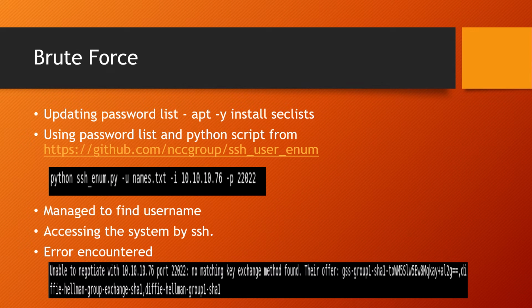Based on the result of the earlier scan, we will try to brute force into the system via SSH. First of all, let us get an updated word list to use. On Kali, we can install seclists by using the apt -y install seclists command. Next, there are more than a couple of utilities that we can use for SSH recon to find the username. In this example, we are using the SSH user enumeration script from NCC Group on GitHub. We managed to find the username and we try to access the system via SSH. However, we encountered the below error, which shows that the key exchange failed.